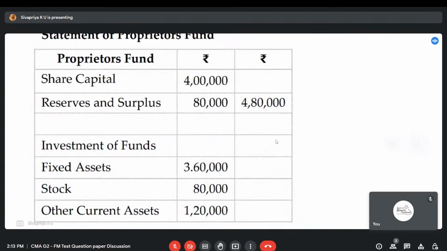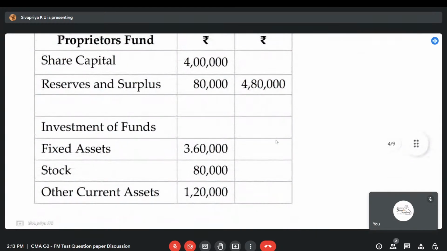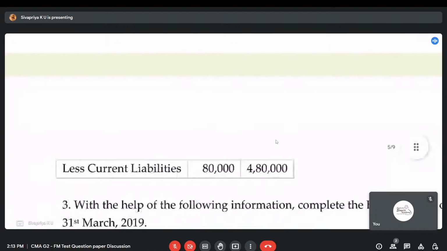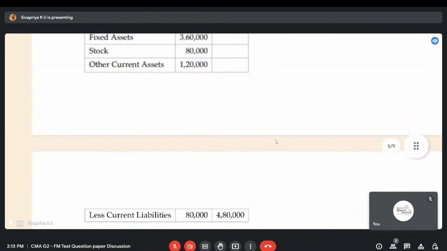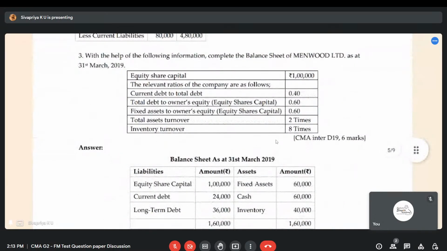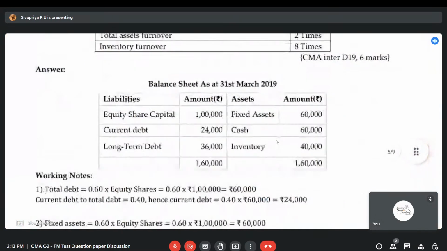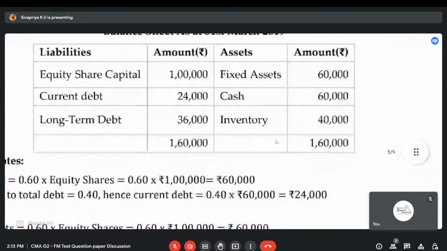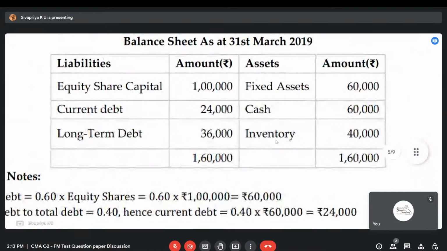Share capital, reserves and surplus 4,80,000, and the proprietors invest their funds in the fixed assets 3,60,000, stock 80,000 and other current assets 1,20,000, less current liabilities of 80,000. So you will get the total of 4,80,000. Then question number 3, the ratio is given and you have to prepare the balance sheet. So balance sheet total 1,60,000.